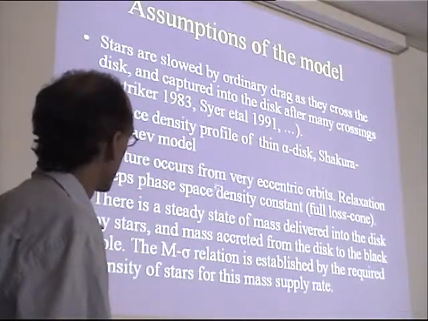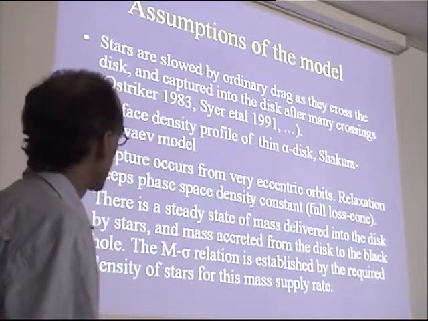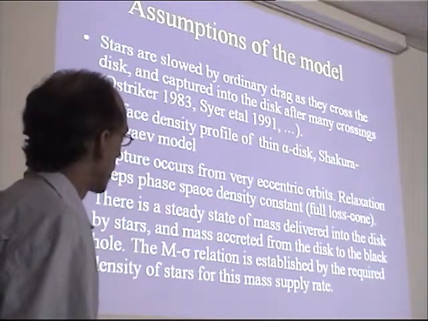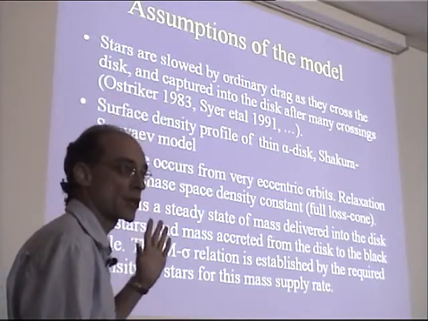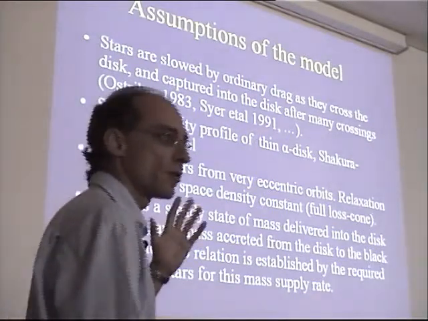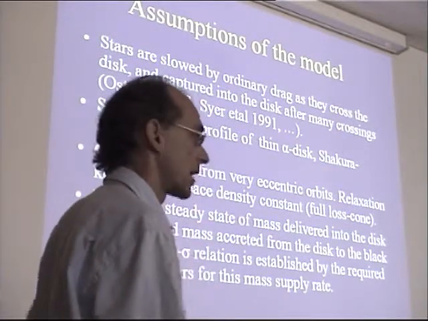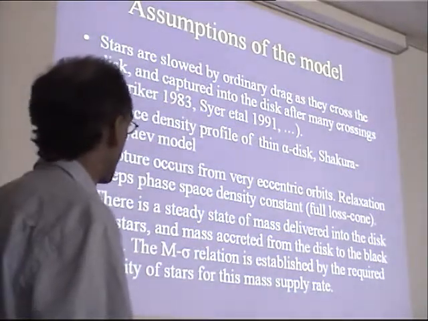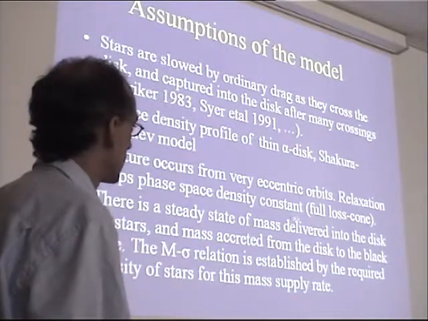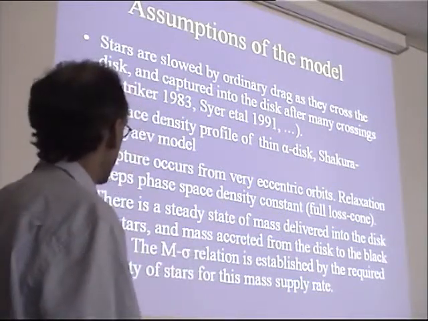The captures will occur from very eccentric orbits. Relaxation will keep the phase space density constant, a full loss cone, at least at the large radius from which most of the stars are captured, which is about the zone of influence, because the black hole will have to acquire essentially all of its mass by capturing stars. So it has to capture similar mass in stars as its own mass. In the inner region, the loss cone may not be full, but that's not important, since it is much closer to the black hole.